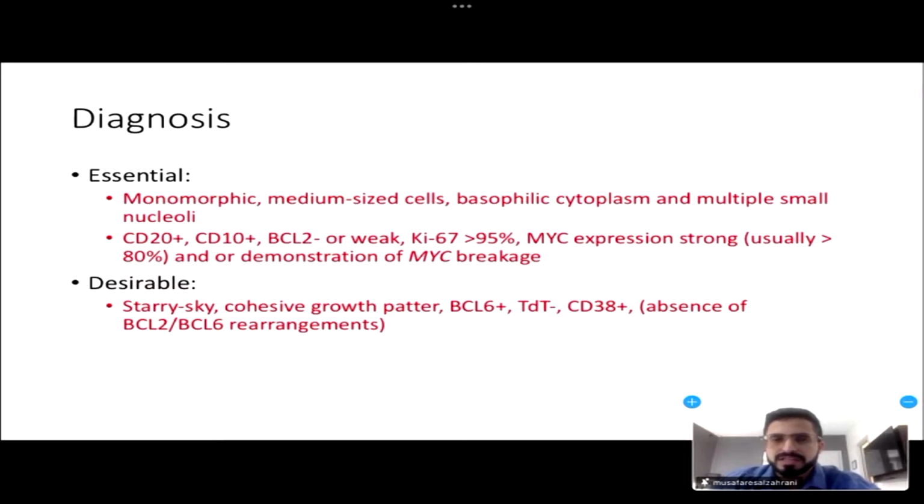And we do have some desirable but not essential features, such as a starry sky appearance, cohesive growth pattern, and BCL6 positivity, negativity of TdT, positivity of CD38, and absence of rearrangement by FISH in BCL2 or BCL6 to exclude the high-grade B-cell lymphoma with these rearrangements.